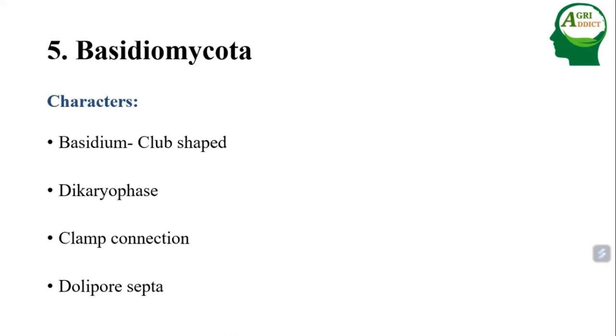Coming to the Basidiomycota. This will produce the basidium, the club-shaped structure, which produces the basidiospore. Imagine that this is the basidium. This basidium may be holo or phragmo. Holo means it doesn't have any septations, whereas phragmo means it has septations. I'll be explaining the dikaryophase later. What is clamp connection and dolipore septa in basidiomycota?